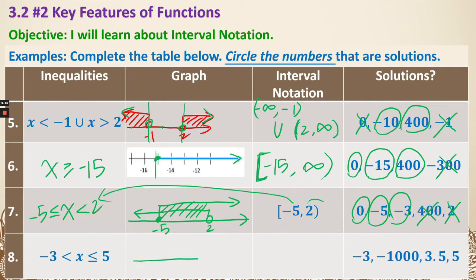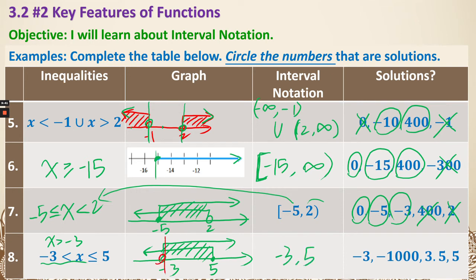Now number 8, very similar to number 7. Start from -3 to the right. Again, you can separate them. That's x greater than -3. So it's to the right. And at 5, that is to the left. I'm shading the middle part. So my answer would be interval notation. Start from -3, because that's where my graph started, to 5.